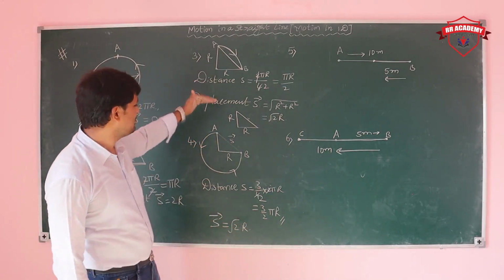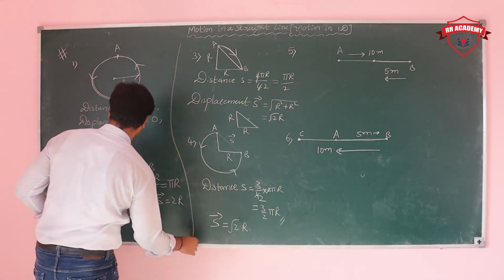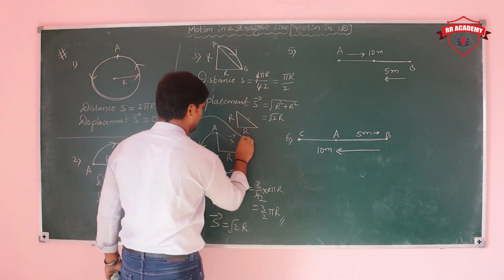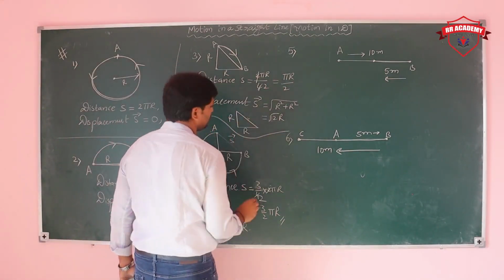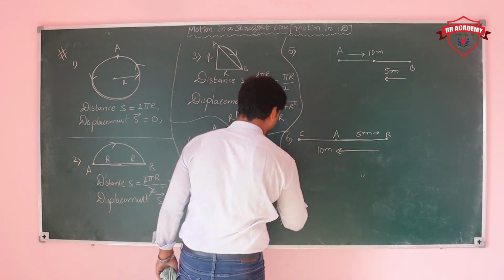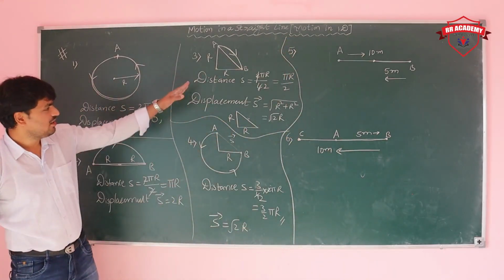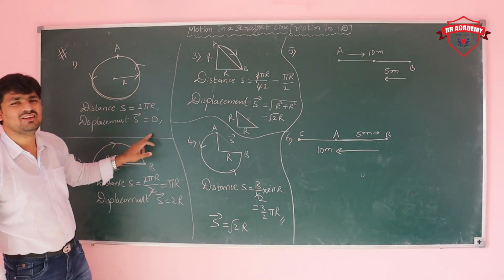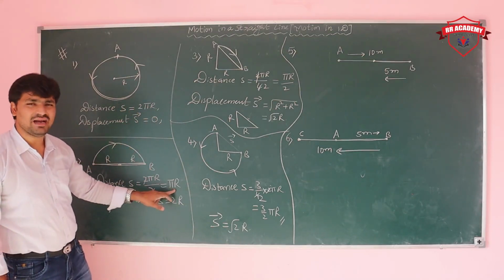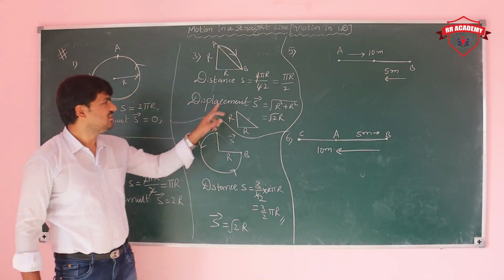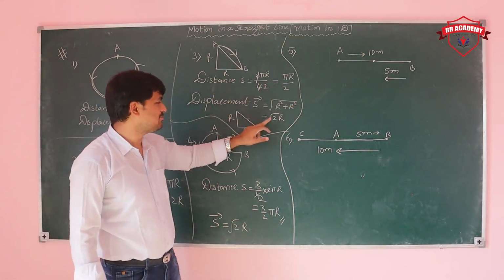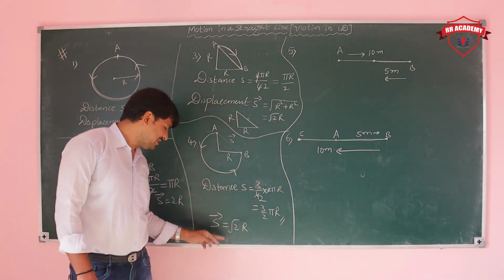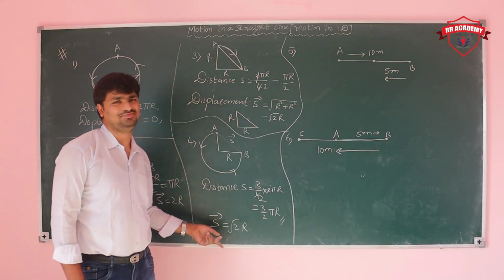So here, see here, what did we consider? First path is a full circle, then semicircular, then 1/4 of the circle, and then lastly 3/4 of the circular path. Like that, we saw. First condition, distance 2 pi r, displacement 0. Second condition, distance pi r, displacement 2 r. Third condition, distance pi r by 2, displacement root 2 r. Fourth condition, distance 3/2 pi r, displacement is root 2 into r.